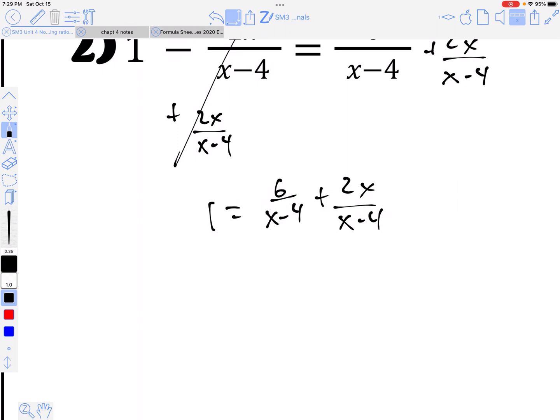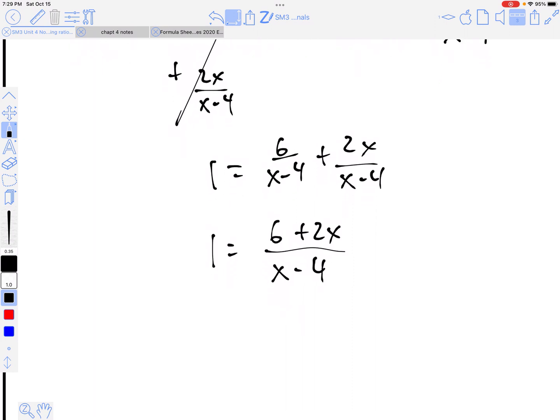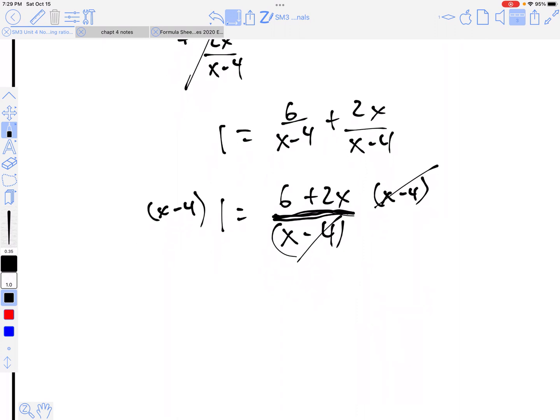Now, last unit we learned how to add and subtract rationals. So when you have the same denominator, the denominator stays the same, and you just add the numerators. Okay? Now what I'm going to do is undo the division. I'm going to multiply by x minus 4. And then 1 times x minus 4 is just x minus 4 equals 6 plus 2x.